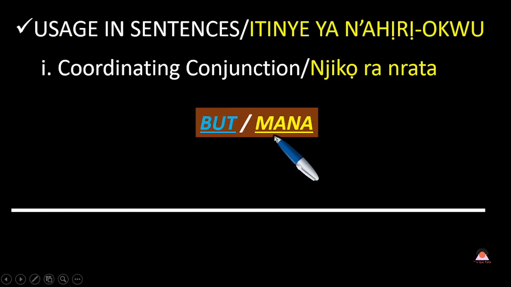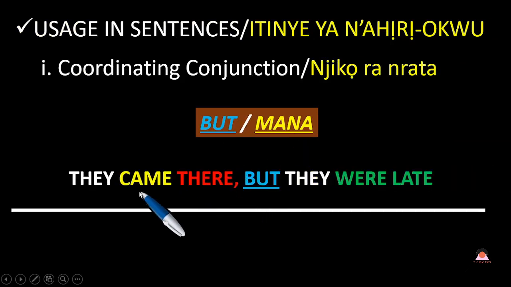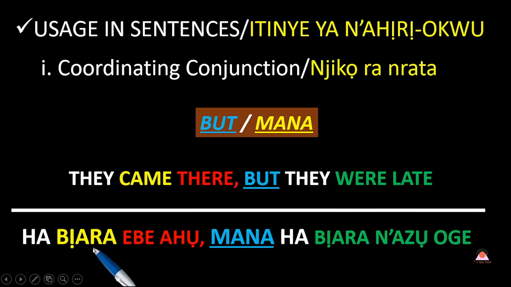Right, to move on to another example here, which is but. In Igbo, it is mana. Let's look at sentence usage. They came there, but they were late. Igbo version. Ha bịara ebe ahụ, mana ha bịara n'azụ oge. Take advantage of the colors for individual word meaning. For the conjunction now, but. Mana. Late.